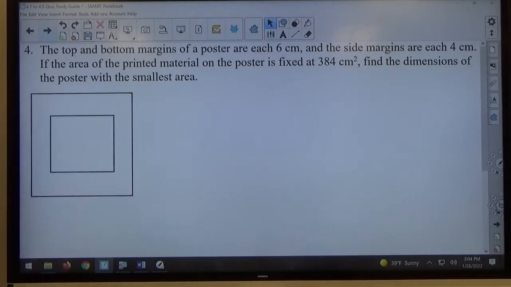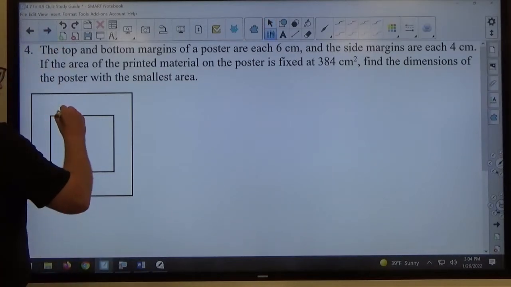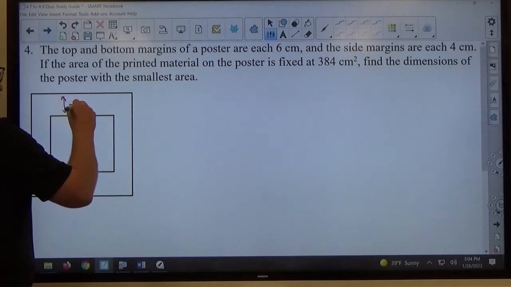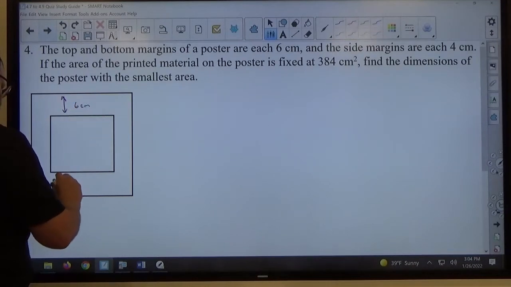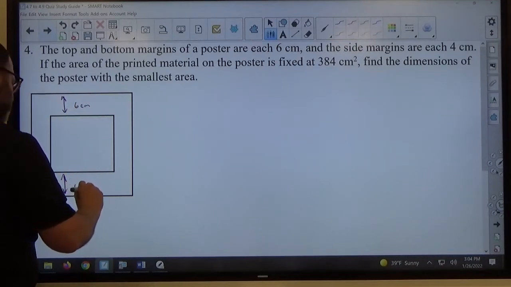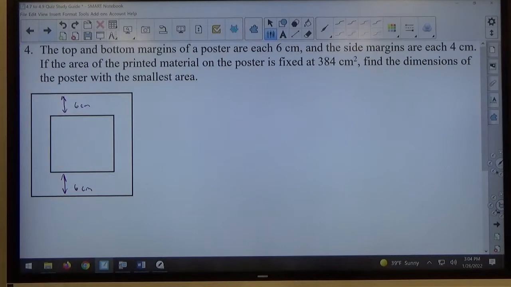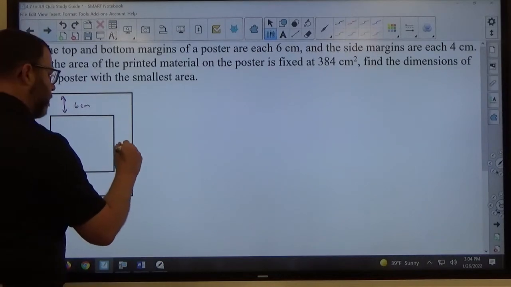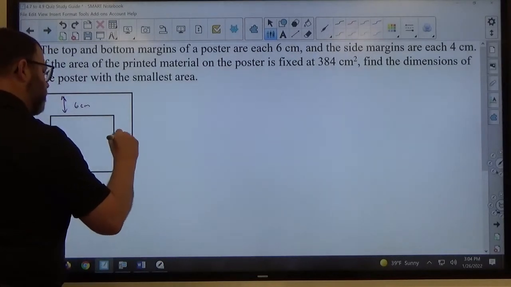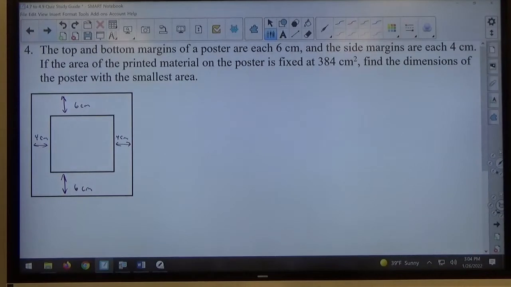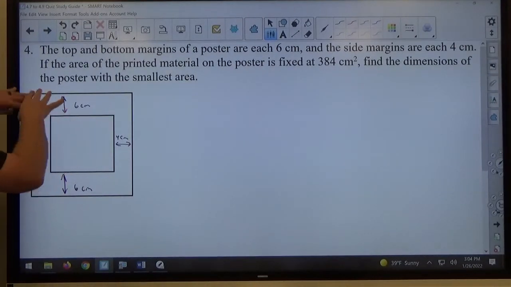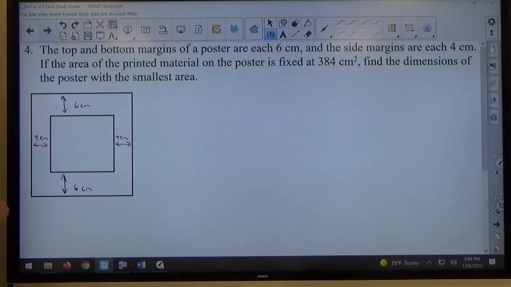So if we take a look at our poster here, it says top and bottom margins are 6 centimeters. So up, down 6 centimeters here, up, down 6 centimeters here. The left and right margins, the side margins, are each 4 centimeters. So I'm going to put 4 centimeters here and here. This small rectangle represents the printed material, the big rectangle represents the whole poster.